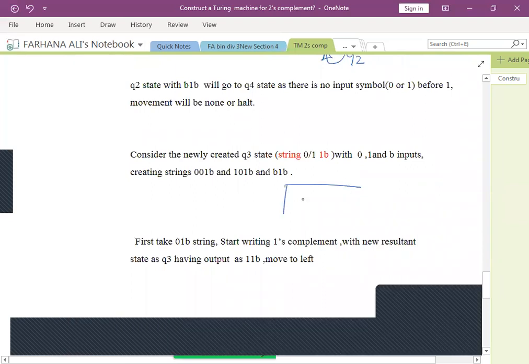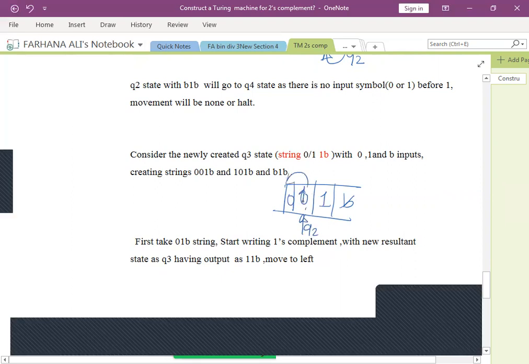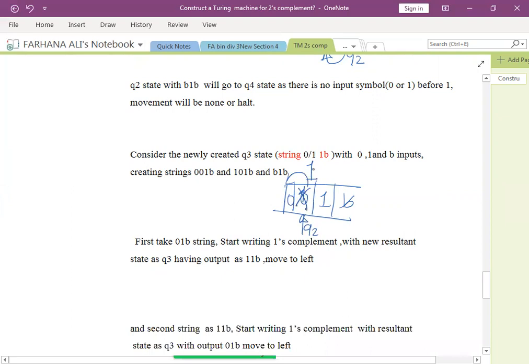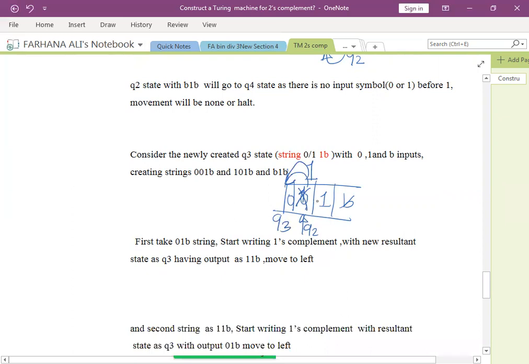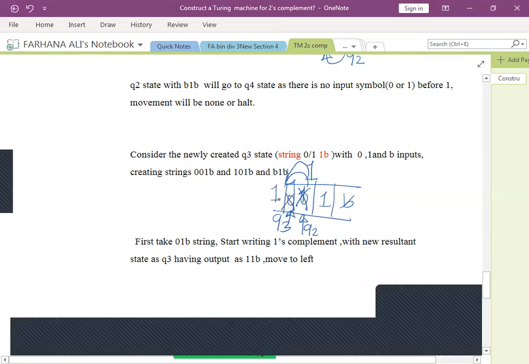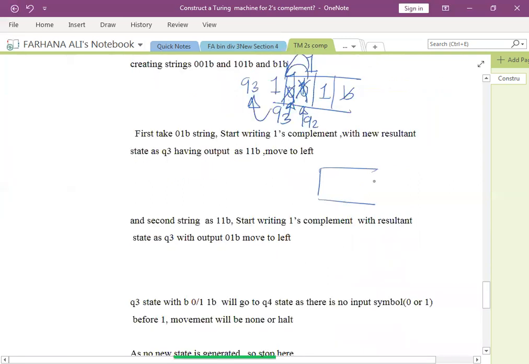Suppose we are having this kind of state in which we are having the first occurrence of 1, and we are here. So this is your Q2. Q2 with 0, it has converted the output into 1 and it is moving towards the left hand side with the resultant state as Q3. That Q3 indicates that we are doing the one's complement. Now Q3 with the previous symbol as 0, what we are going to do? We are going to convert that into 1 and move towards the left hand side with the resultant state as Q3.